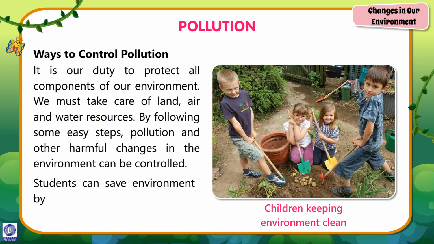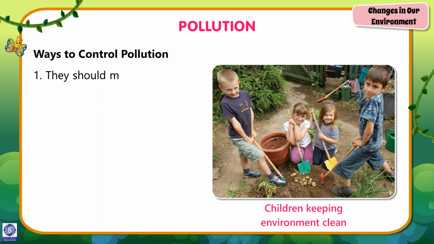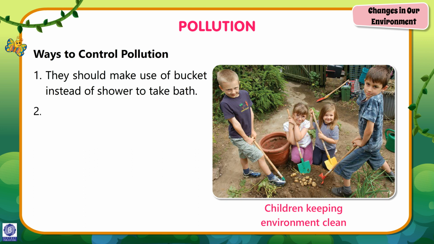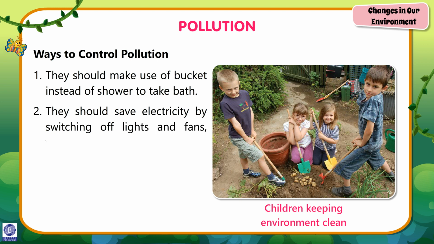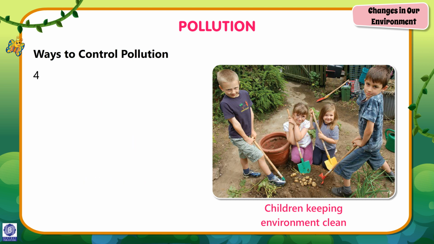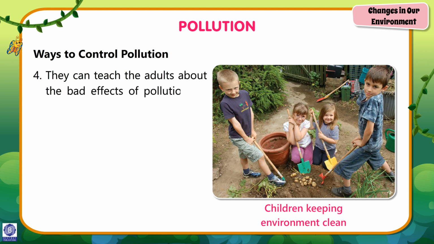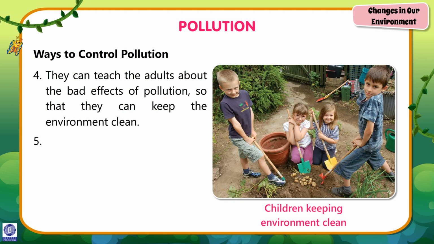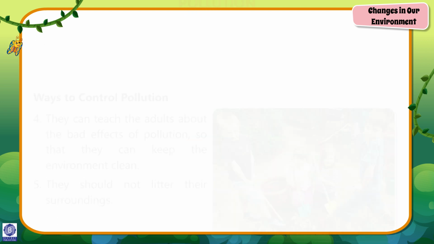Students can save the environment by saving resources. For example, number 1, they should make use of a bucket instead of a shower to take a bath. Number 2, they should save electricity by switching off lights and fans when they are not in use. Number 3, they should plant trees and keep the environment clean. Number 4, they can teach the adults about the bad effects of pollution so they can keep the environment clean. Number 5, they should not litter their surroundings.